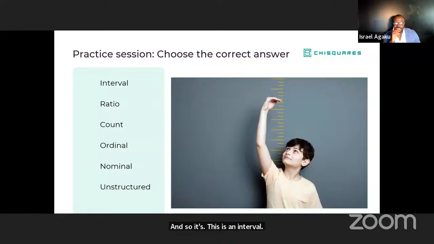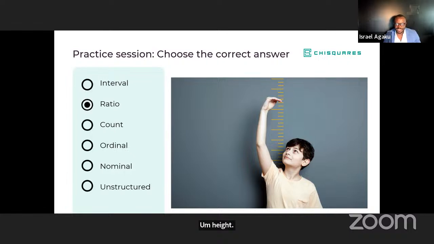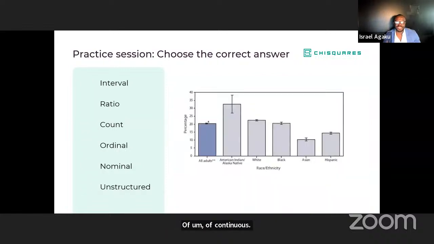What of this? Height. Is that a ratio or an interval? Excellent. You guys are getting it. Yeah, so this is a ratio. Don't say continuous ratio. Ratio and interval are both kinds of continuous. All right, great. You are getting the hang of this. What of this? The categorizations of race here. So let's say we have American Indians is 1, white is 2, black is 3, Asian is 4, Hispanic is 5. What will you call this variable?